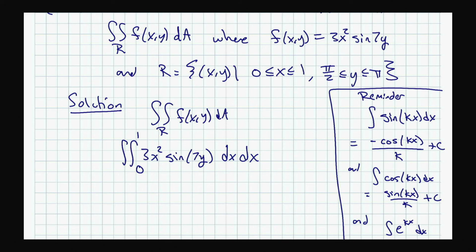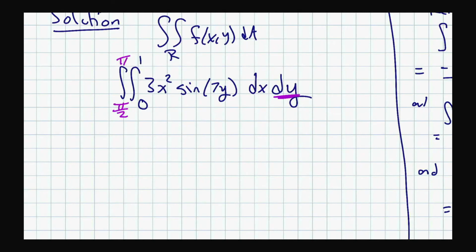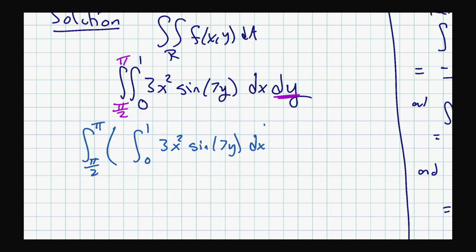I wrote dx dx, didn't I? Oops. dx dy. And then your bounds for y are pi over 2 and pi. So just make sure you match them up, right? The y is second and the x is first because of the way that I wrote it. Okay. Now, if I'm going to do this integral, I know that this pi over 2 to pi integral is just out of the way. I really just need to do the integral from 0 to 1 of 3x squared sine 7y dx first, and then this dy integral is separate afterwards.